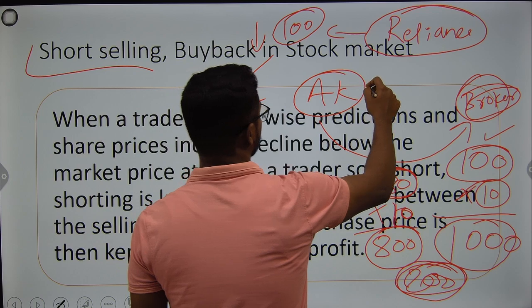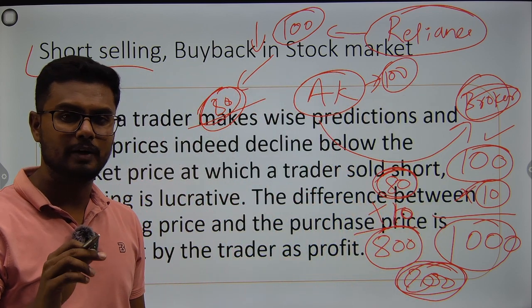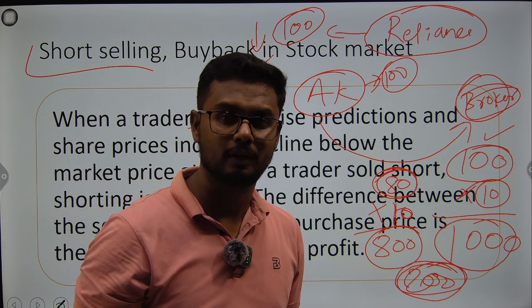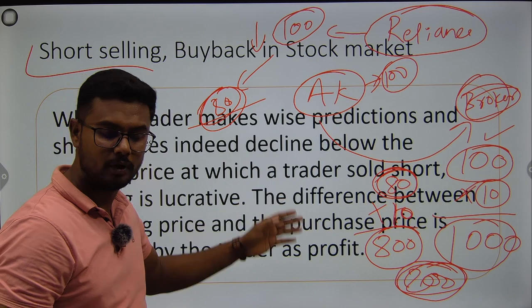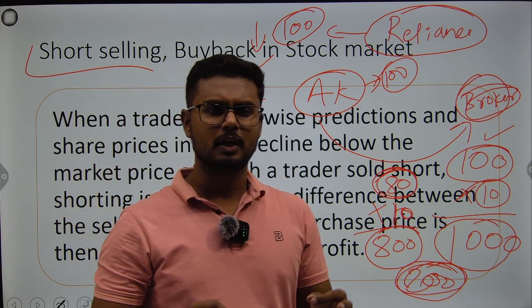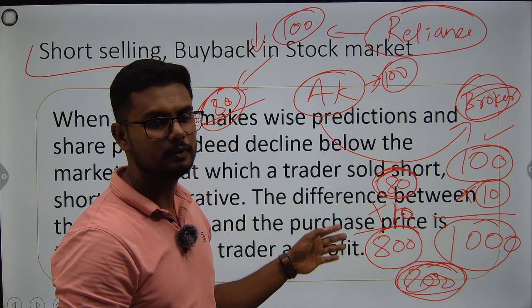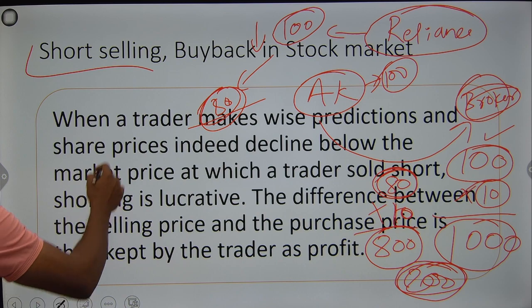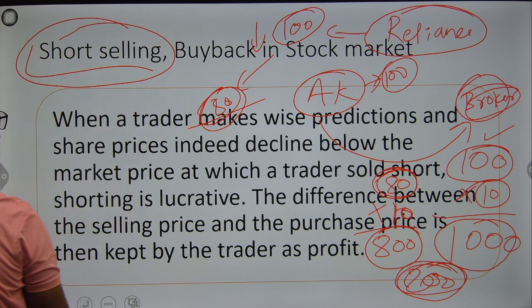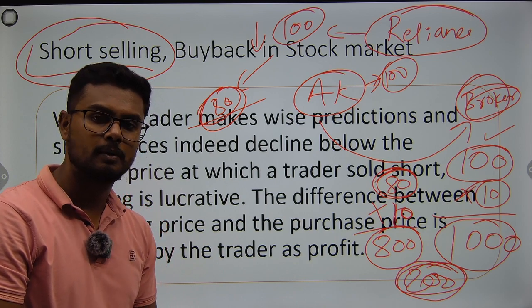He is giving 50% to Akshay Kumar. So Akshay Kumar made a profit of 100 rupees without even investing a single penny or single pie. Akshay Kumar, sitting at his home, just based on his predictions or just based on guessing, made a profit. That profit was shared by the broker and Akshay Kumar. That is called short selling. Understood? Short selling is nothing but making profit just based on predictions.